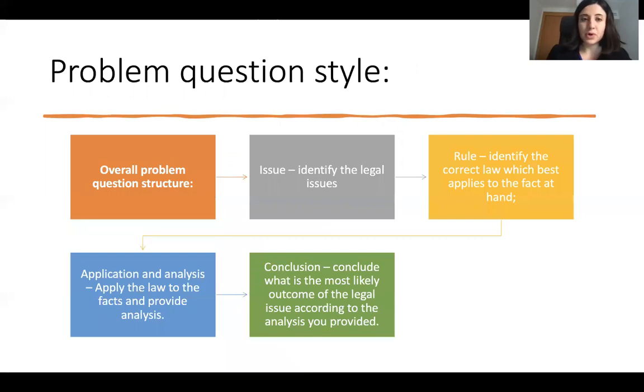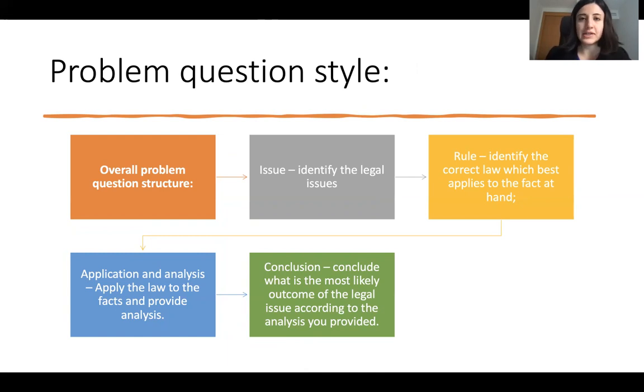How do you answer a problem question? Firstly, you need to identify all the legal issues in the question. And if you are able to identify at least 80% of all the legal issues that arise in the problem question, it's most likely that you will get a high grade.